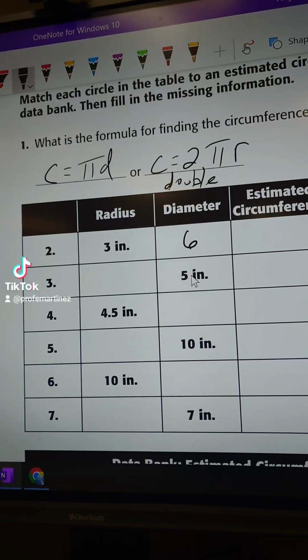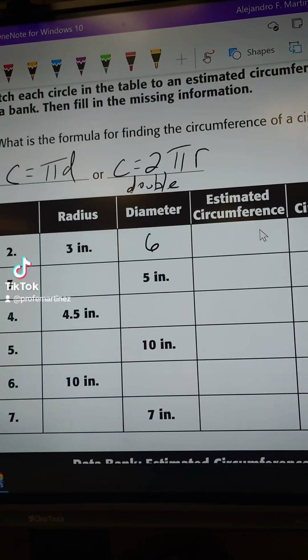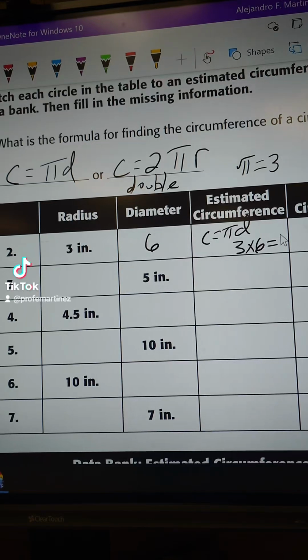Okay, and then to get the estimated circumference, we're going to say pi is approximately 3. And so we're going to use the equation c equals pi times diameter. Because pi is 3 and my diameter is 6, it's just 3 times 6, which is 18. And that's the circumference.